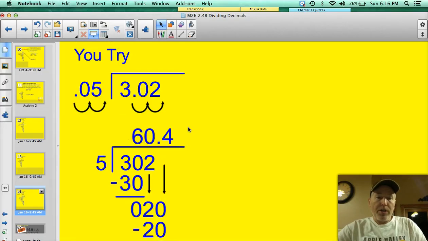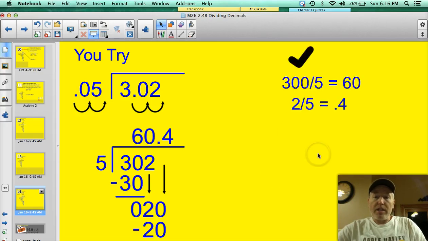Like I said, once you get that decimal moved in the divisor, and then move it in the dividend the same number of places, you're really just dividing like normal. Let's just check to see if your answer makes sense. Well, we know that 300 divided by 5, of course, is 60, and 2 divided by 5, that's a known fraction of 0.4, so there's my 60.4 right there.